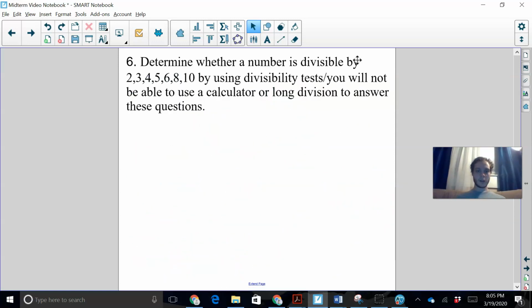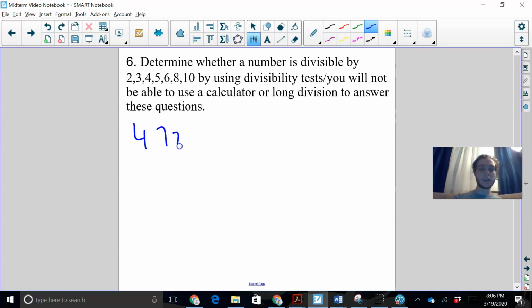Now, determine whether a number is divisible by all those by using divisibility tests. You will not be able to use a calculator or long division to answer these questions. So, let me just think of a number here. Let's pick a 5-digit number. Those are fun to work with. Let's go with 47264. Okay, so let's just go into it, just to divide this number.